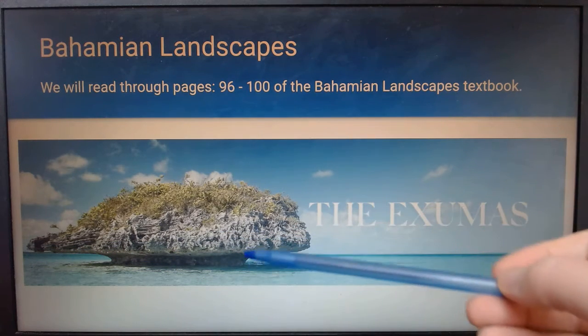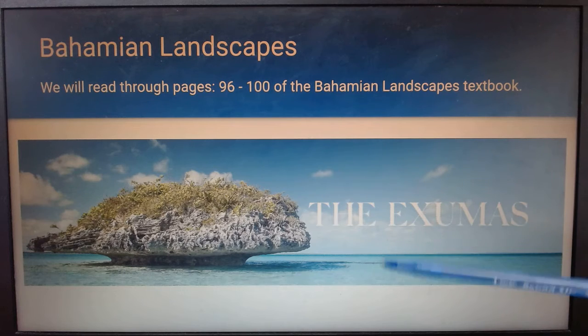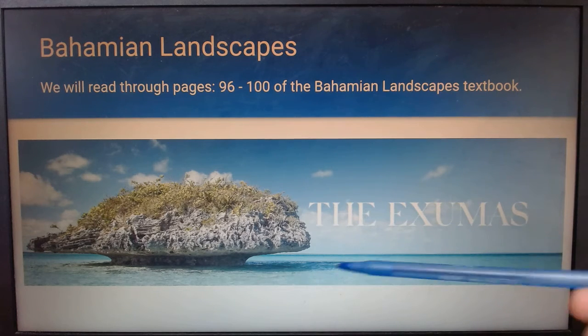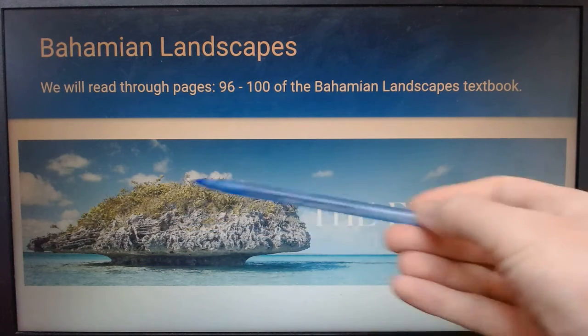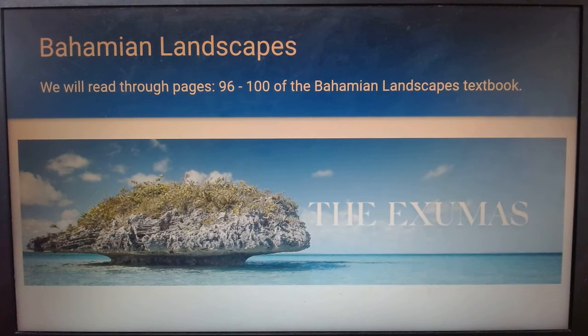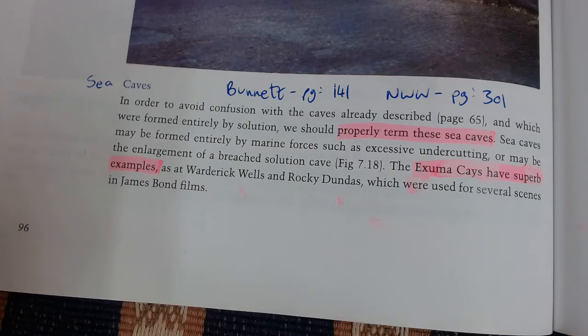So this stack, okay, not all stacks are big towers, and very few in the Bahamas are towers because we don't have any high cliffs, okay? But you can see eventually this will get eroded away, and this whole thing will fall into the sea. All right, so on to Bahamian landscapes. Okay, so page 96, as you can see.